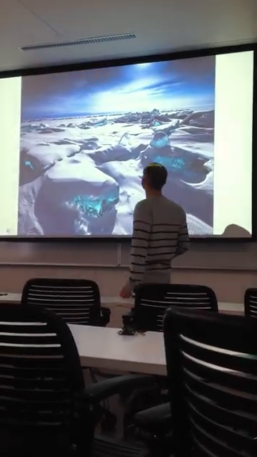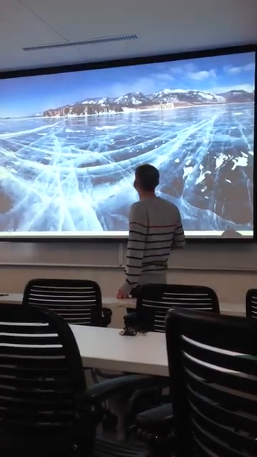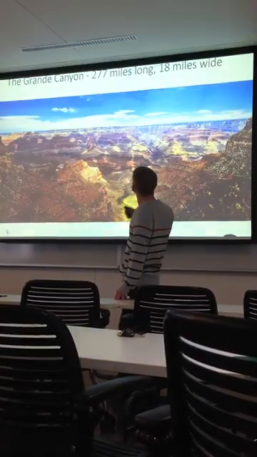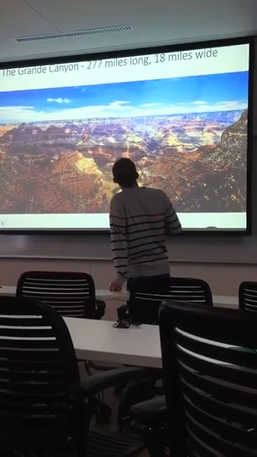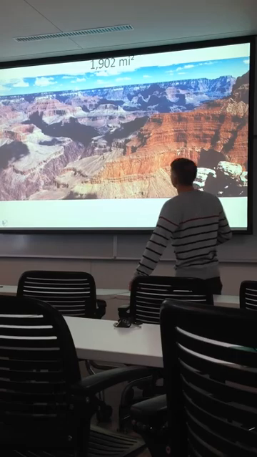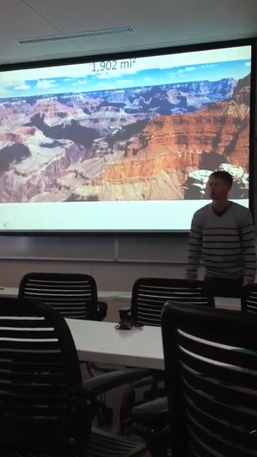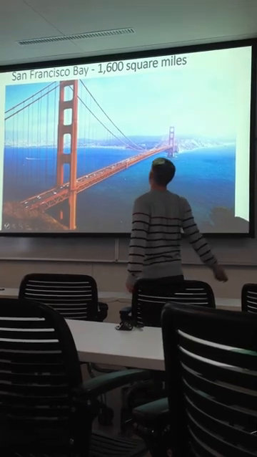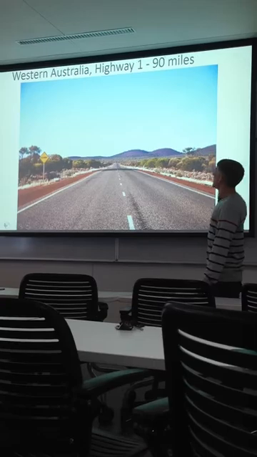This place is so beautiful, I had to show a few extra pictures. Look at that though, beautiful. Grand Canyon, at one point it's measured 277 miles long, 18 miles wide. Another measurement is 1,900 miles squared, flat, straight across. San Francisco Bay, 1,600 miles squared. Western Australia, Highway 1, 90 miles squared.